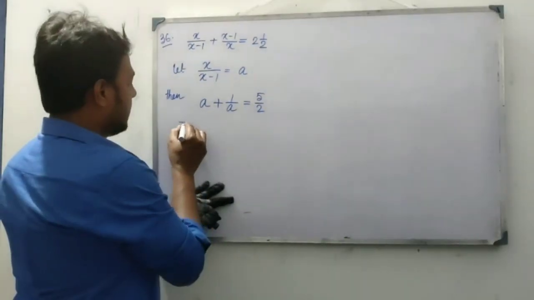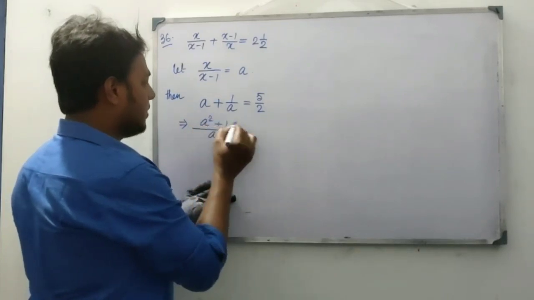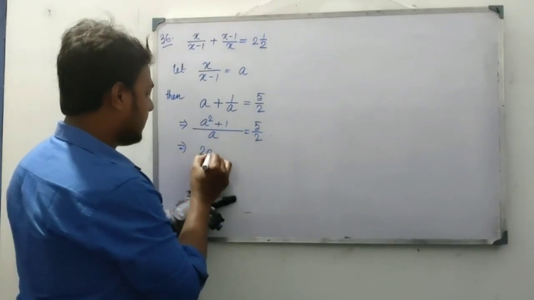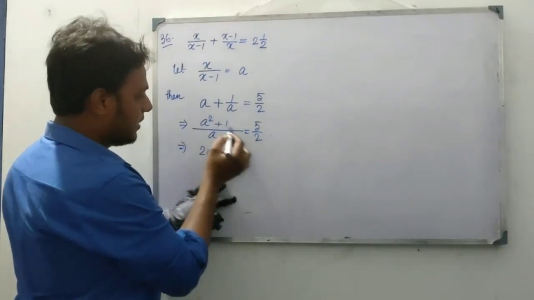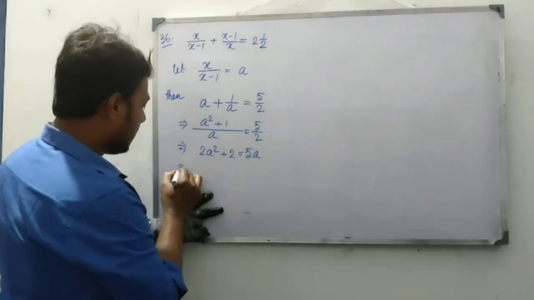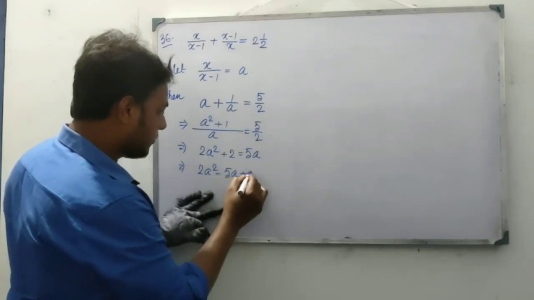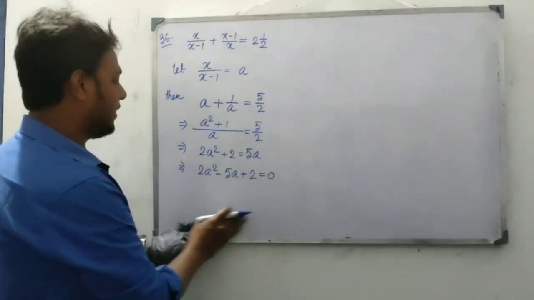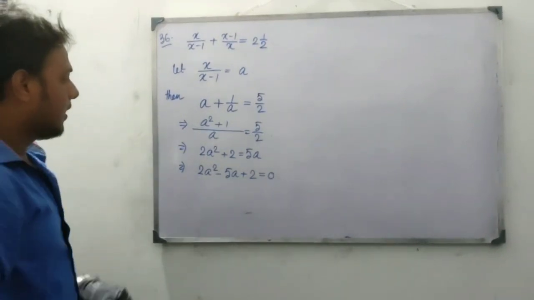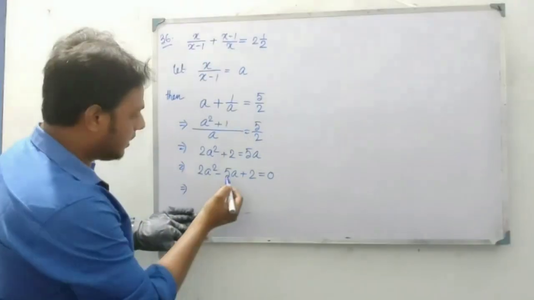Now solve it. Take the LCM, then a squared plus 1 over a equals 5 by 2. Now cross multiply: 2a squared plus 2 equals 5a. Take all the terms to one side: 2a squared minus 5a plus 2 equals 0. Very good. Now factorize it: 2 times 2 is 4, and 4 into 1, if you add 4 and 1, you will get 5.